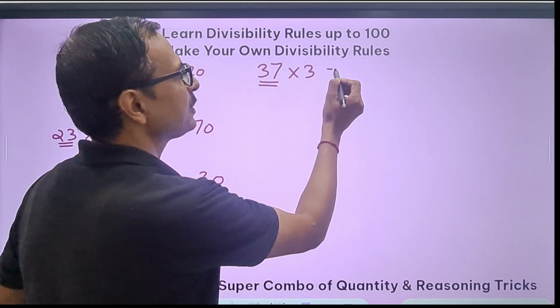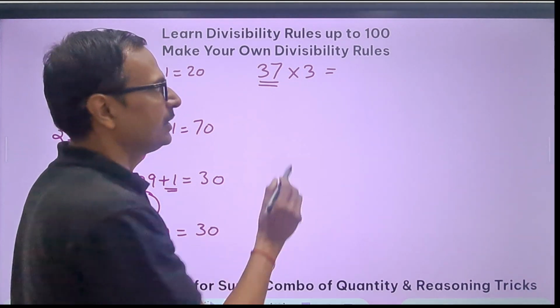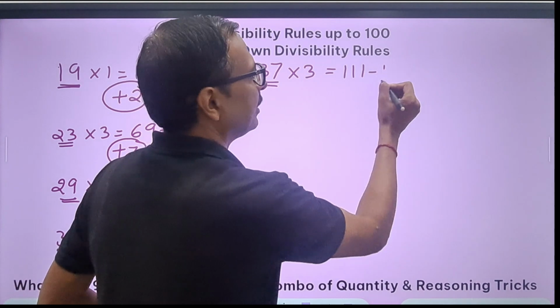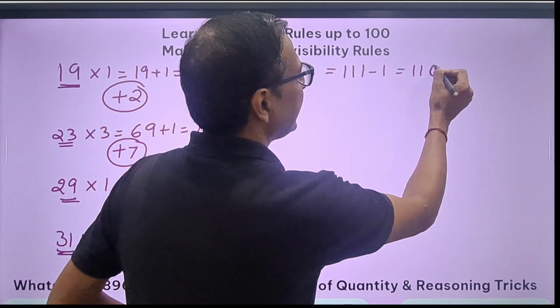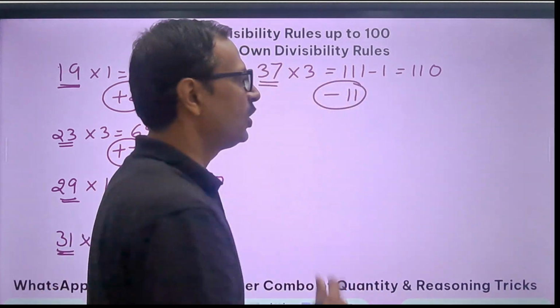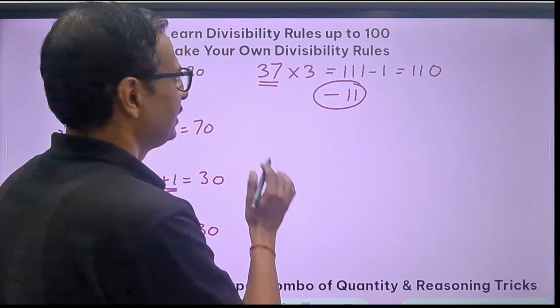I will do 3 times because I will get a 1 at the end, right? 90 plus 21, 1, 1, 1. So subtract 1, you get 110. So negative oscillator and 11 tenths. So negative 11 is the oscillator for 37.